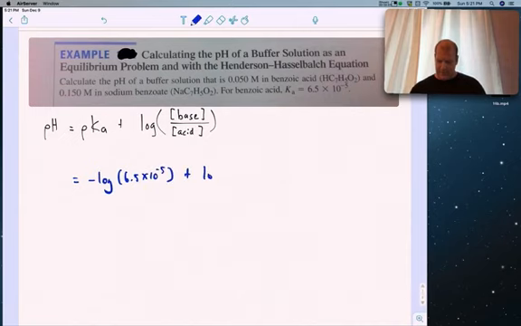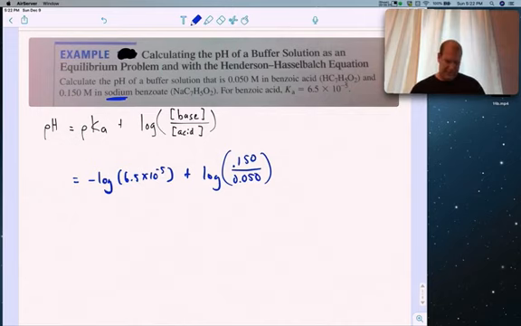Plus the log of the concentration of the base. Which one is the base? It's the one that's going to have the alkali metal in front of it. It's also the one that's not called acid. Benzoic acid is the acid. So the base is the one that has the alkali metal, so that's 0.150, and this is 0.050 here. So it's a log of 3.